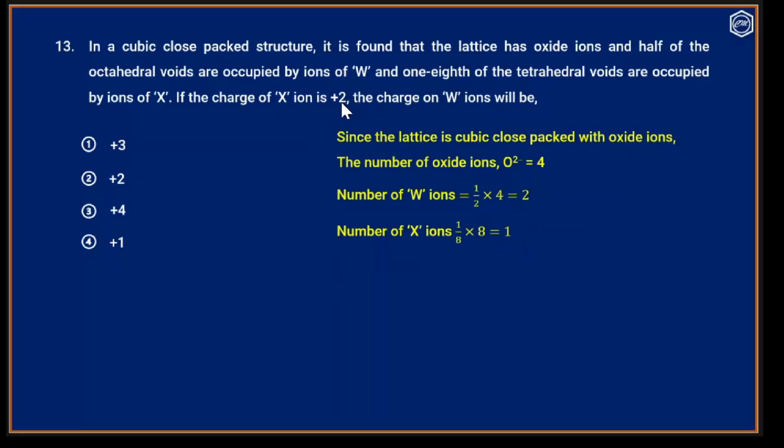Now the charge of the X ion is given as plus 2 and that of oxygen is minus 2. So the formula is XW2O4. So for XW2O4, X is equal to plus 2 into 1. Suppose we do not know the charge of W, that is x into 2, then minus 2 into 4 equal to 0. So x is equal to plus 3. So option 1 is the correct answer.